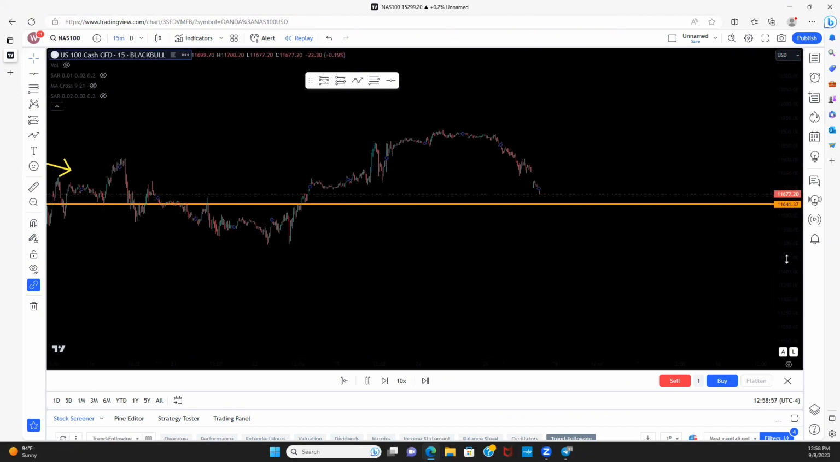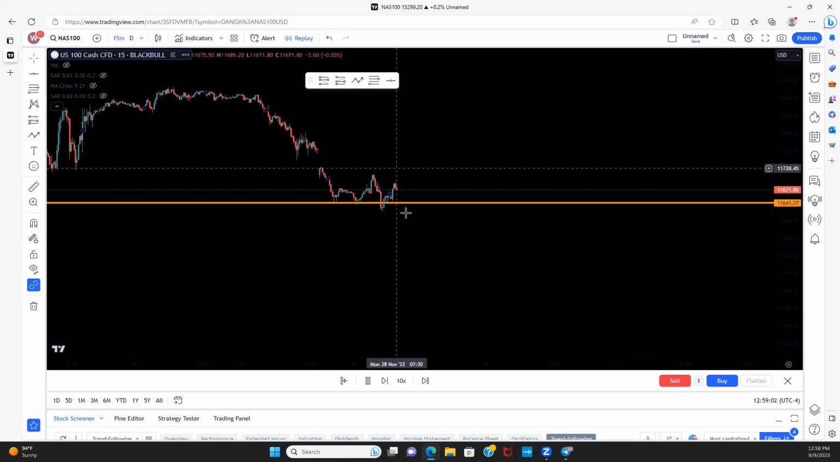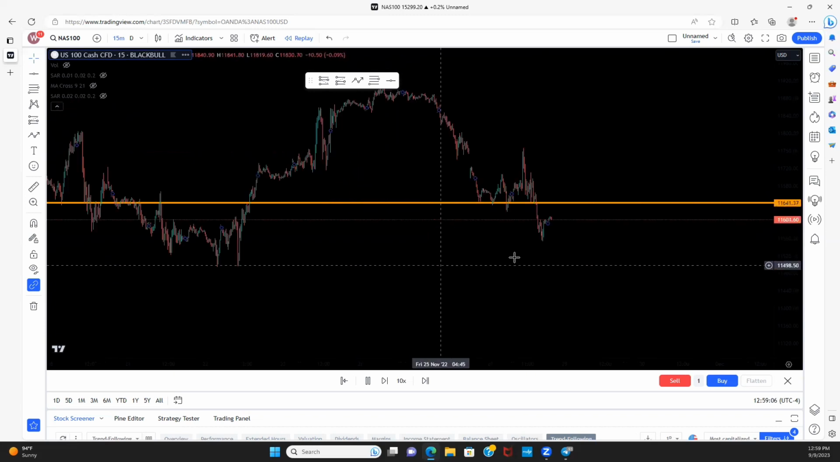You see that? Now look how price reacts on the smaller time frame. Look at that. Still treating that as a support. Still treating that support. Still treating that support. You see how that works? And then look, when it broke below, got sucked back into it.